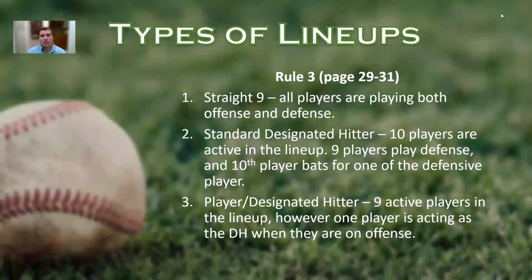Okay, I'm going to pause here because that was a lot of information. We have missed as a chapter a couple of these already this season, and so that's why I wanted to spend some time going over all 3 of these. Do I have any questions on the 3 types of lineups that we have? Straight 9, standard DH, or the player DH?